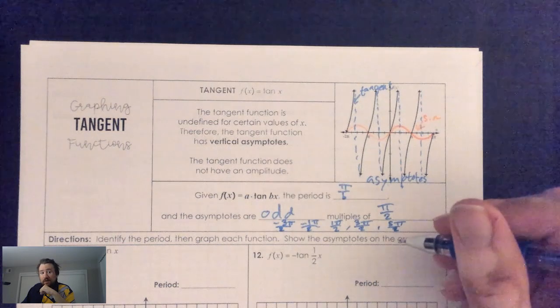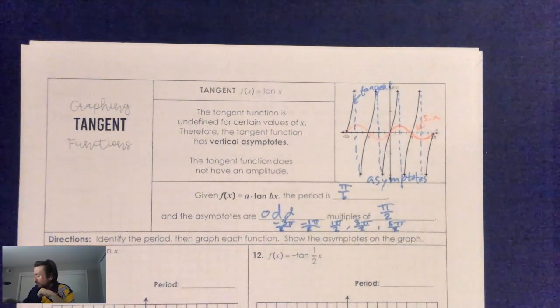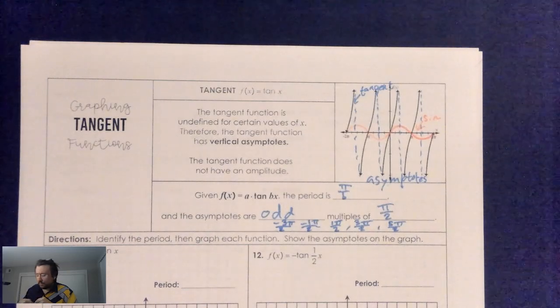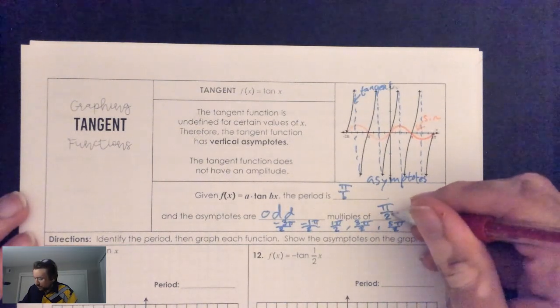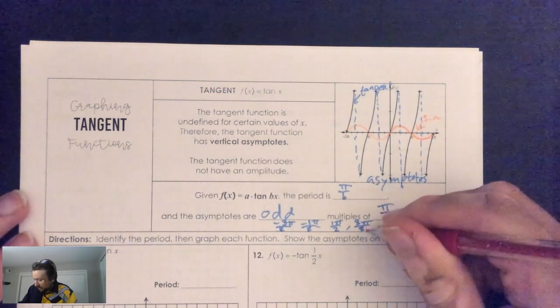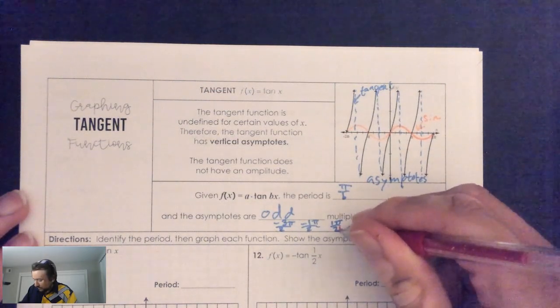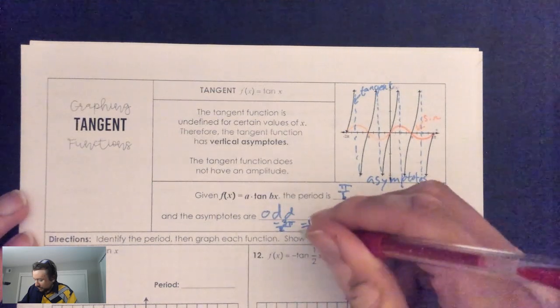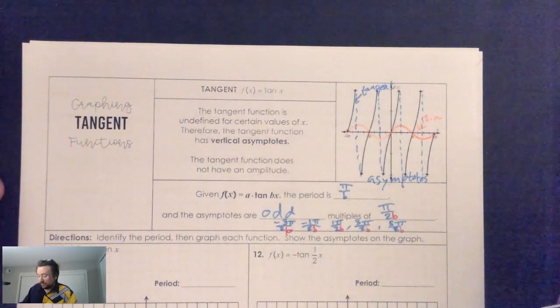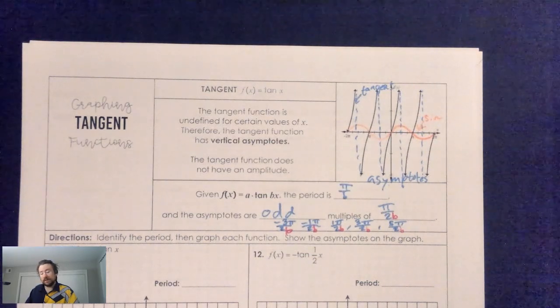And all of these are also affected by the b value. So it's not just pi over 2, but it'd be pi over 2b. So the greater that b value, the more often we'll see those asymptotes. Let's take a look at that.